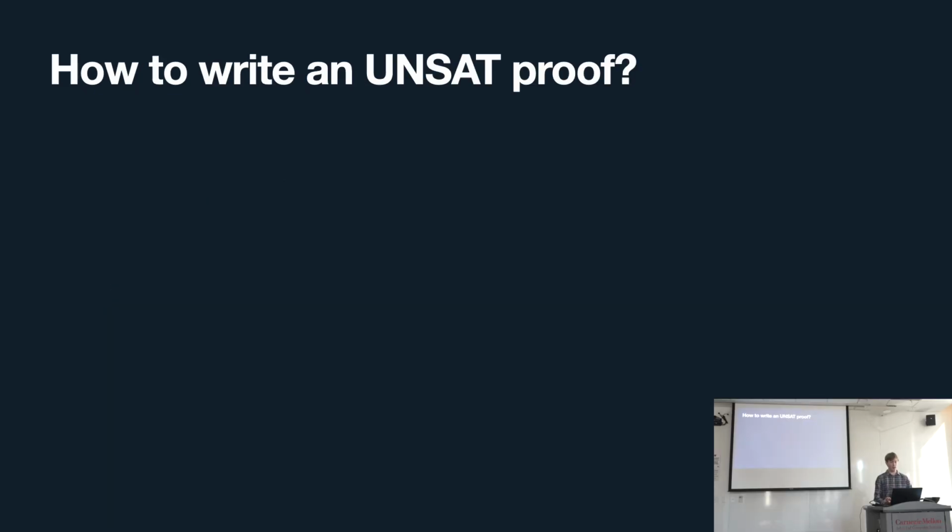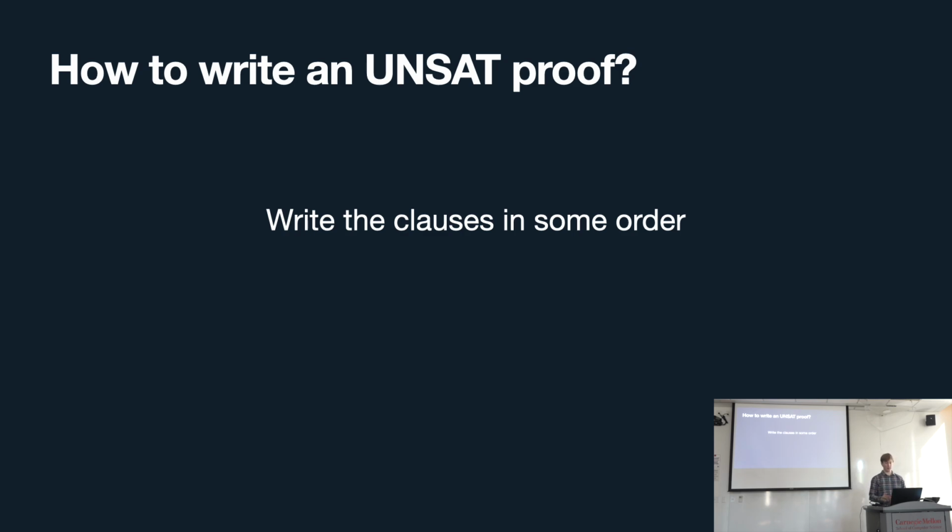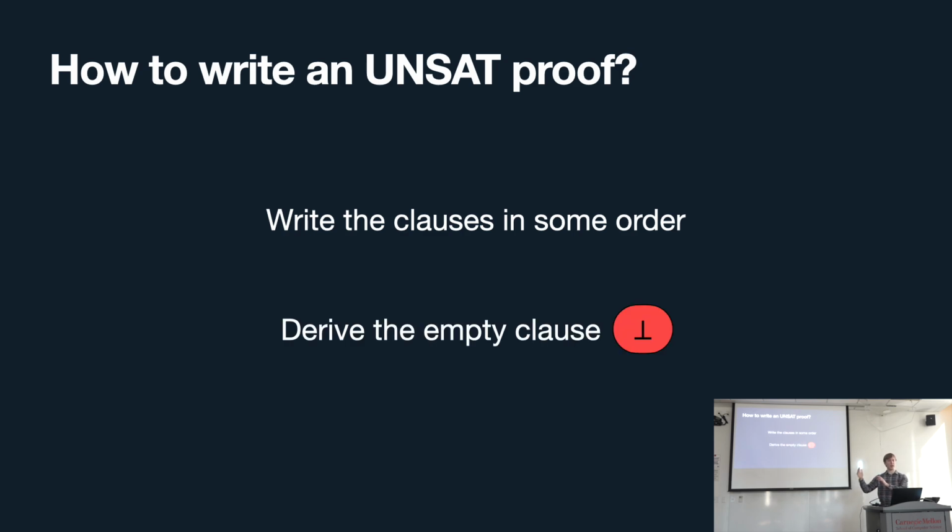So, taking a step back, how do we write an unsat proof? Well, you have to write down the clauses that you want to add to the formula in some order. And the hope is by the end you derive the empty clause. When you add the empty clause to the formula, the empty clause is by definition unsatisfiable. So if you show somehow that adding the empty clause doesn't affect the satisfiability of the formula that has come before it, then certainly the formula that has come before it is unsatisfiable as well.